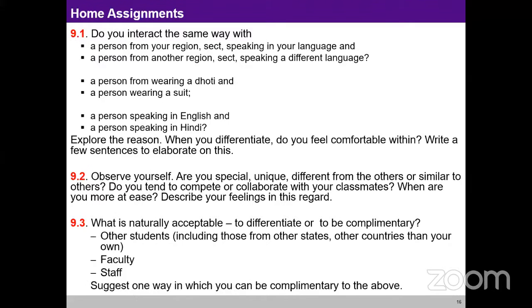And another assignment for you is, what is naturally acceptable to each one of us? To differentiate or to be complementary to the other students, which includes students from the other states, other countries than your own? Your faculty, staff, whatever your surroundings are. So suggest one way in which you can be complementary to the above.